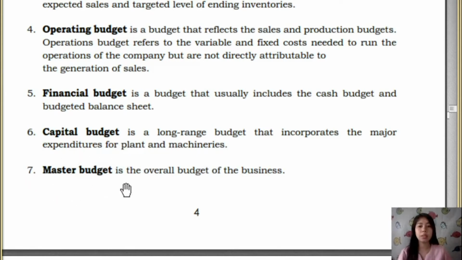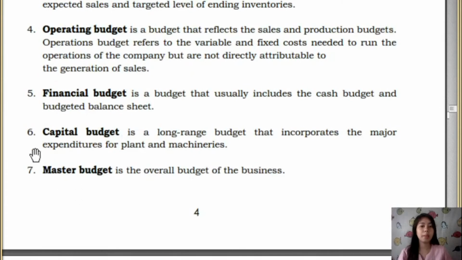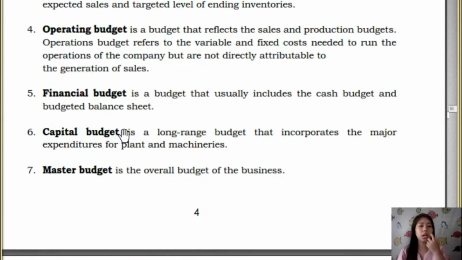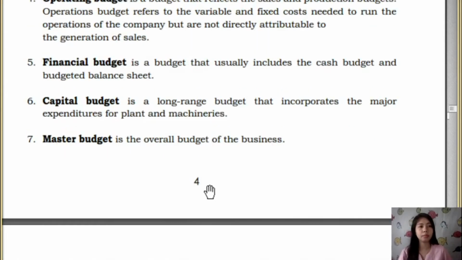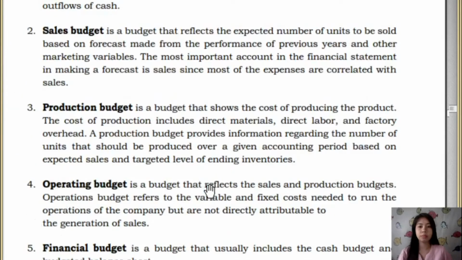And last one would be the master budget. So, overall budget of the business. So, from 1 to 6, kailangan makapasok siya kay master budget. Let's say, for example, pag pinag-plus-plus natin ang mga laman ng mga ito, umabot siya ng 2 million. So, your master budget would be 2 million for this year. Say, for example, for 2 years. Okay? So, those are the types of budget.